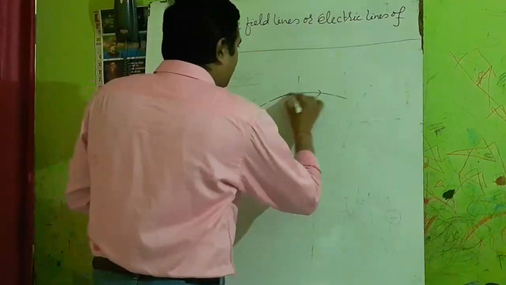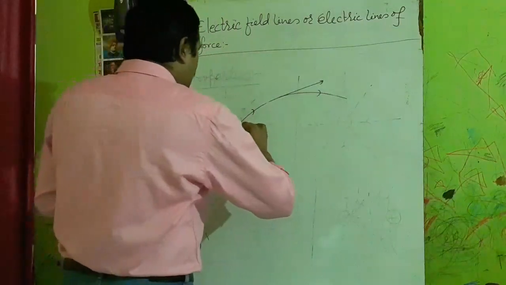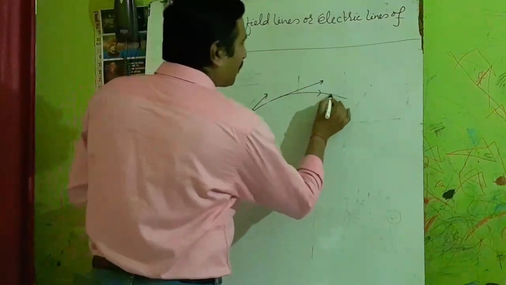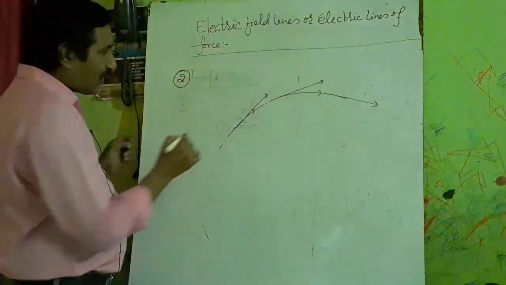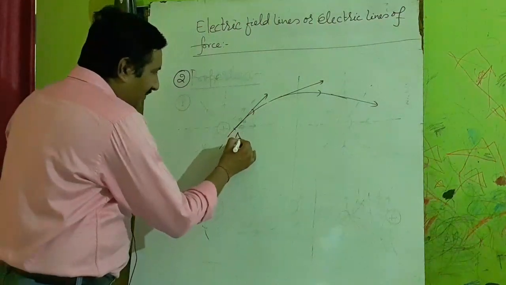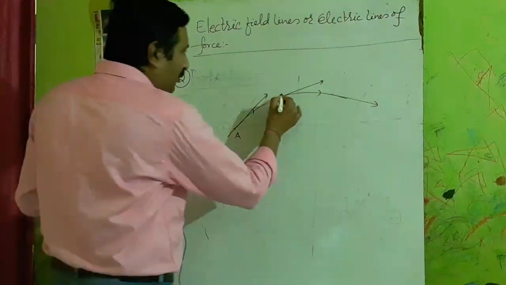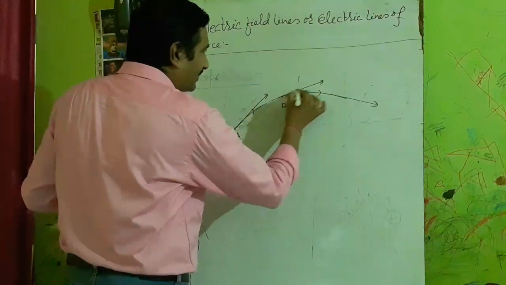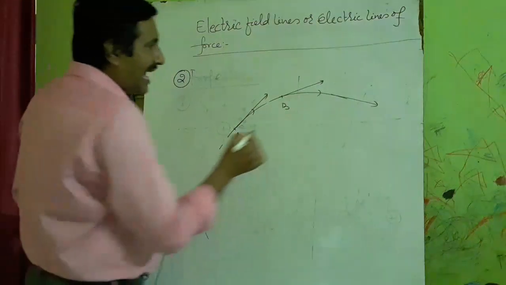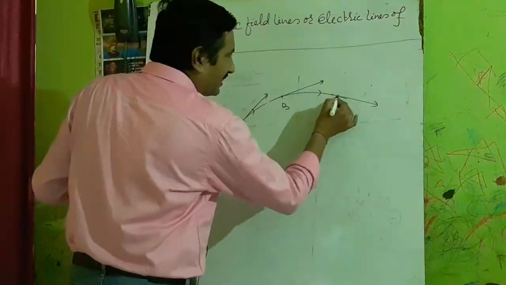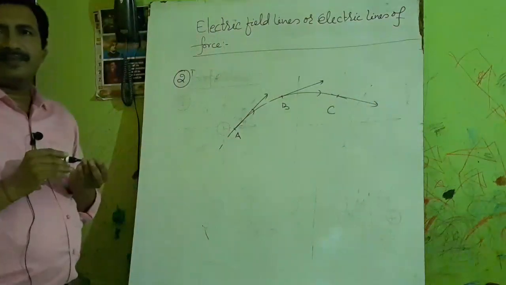At this point, this will be the tangent. So at the point A, electric field intensity is along this direction. At the point B, electric field intensity is along this direction. At the point C, the electric field intensity is along this direction.